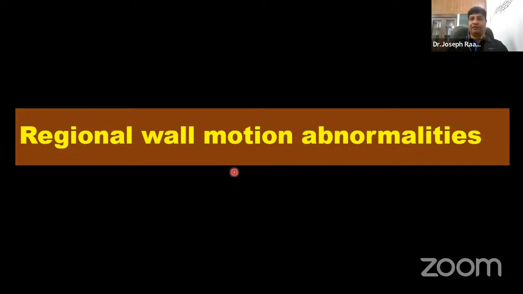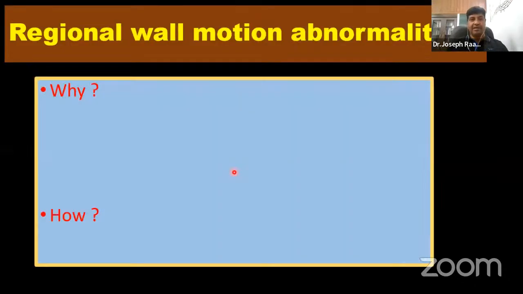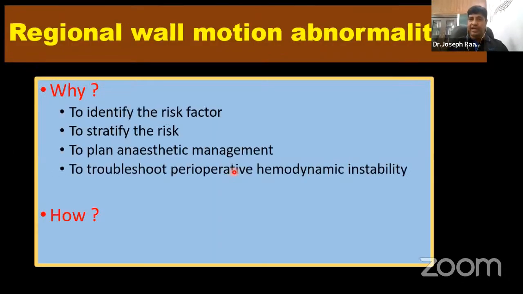And at that time, if you know how to pick up this regional wall motion abnormality, it will come very handy, because we know that it's one of the major risk factors for determining the perioperative outcome. So we can stratify the risk, and also we can plan our anesthetic management accordingly. And also in the perioperative period, if this patient shows signs of regional wall motion abnormalities, we know how to proceed further. So how are we going to analyze this?